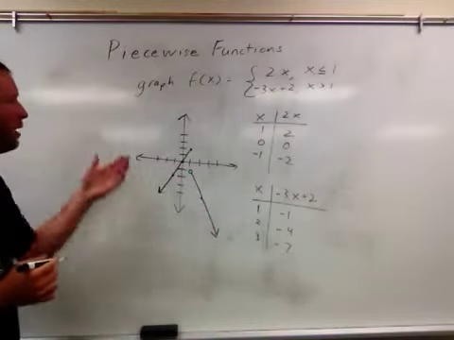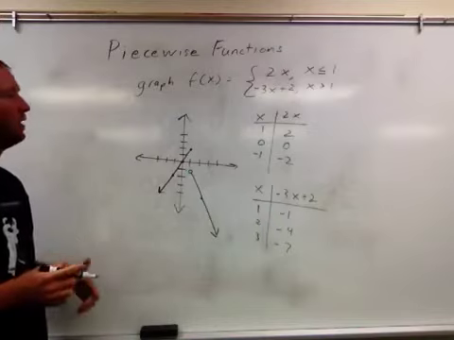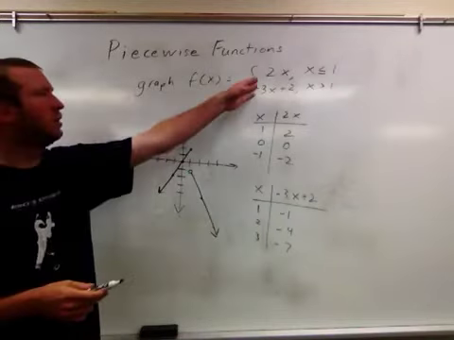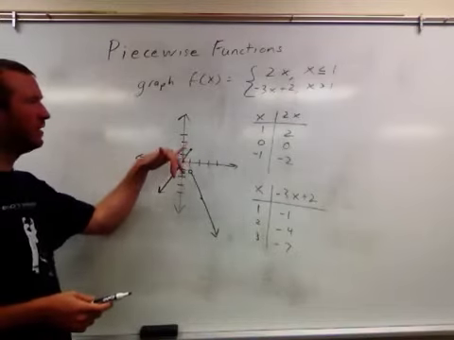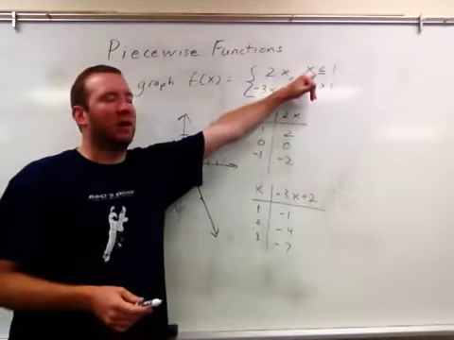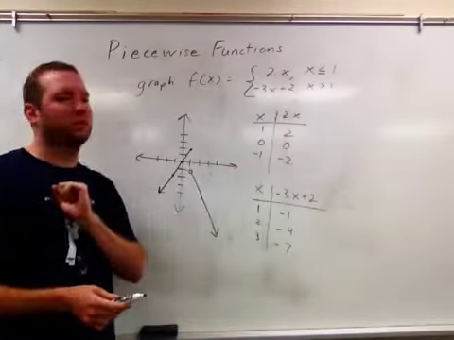And so here's my graph of the function f of x. What have I graphed? I've graphed the equation 2x, which is a line that goes through 0, 0 with a slope of 2, but it's going to stop at 1. The graph is only going to exist for x values less than or equal to 1.